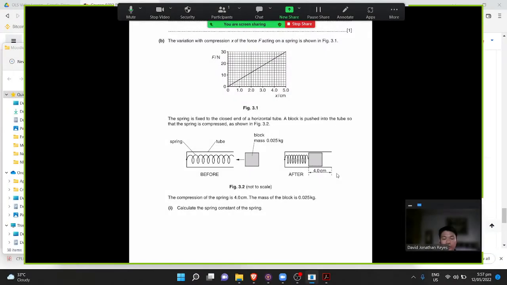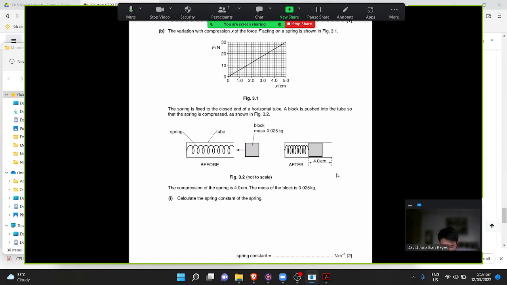All right, here we have a problem that deals with Hooke's law. Hooke's law usually deals with the restoring force, where it is opposite to the direction of the displacement of the object that is oscillating. Okay, so the first question here is that we want to find out what the spring constant is.